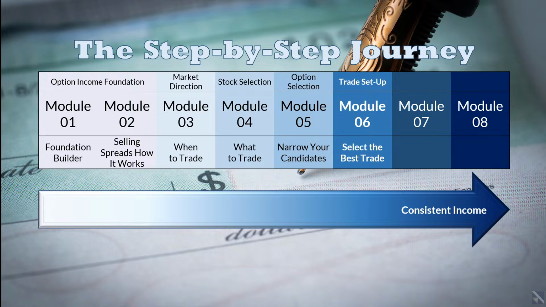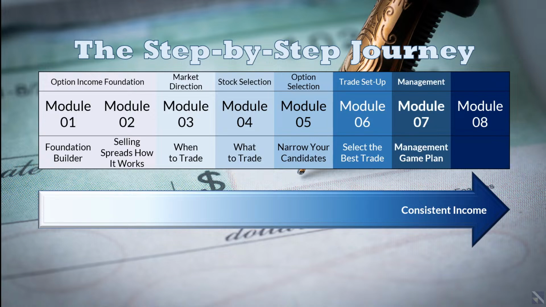In Module 6, we're going to continue to stack probability and reduce risk by the way that we set up our trade. Here, you're going to make sure that trade has the perfect combination of risk reward, and you're going to know exactly where to set your strikes. Great trades don't happen by accident. They happen because of careful planning and strategically setting them up correctly right from the very beginning.